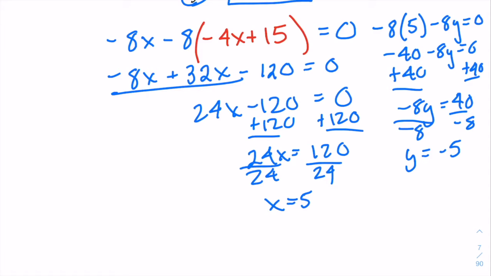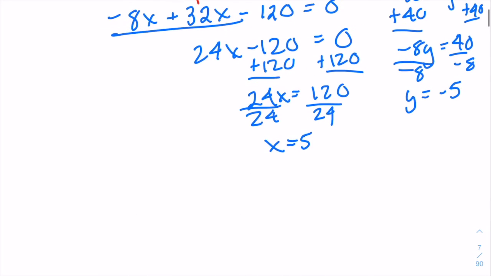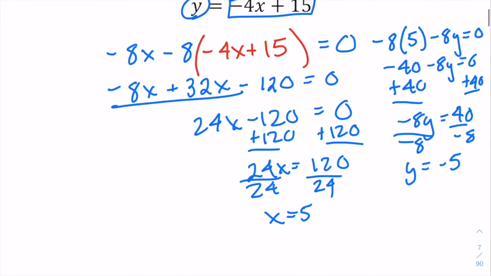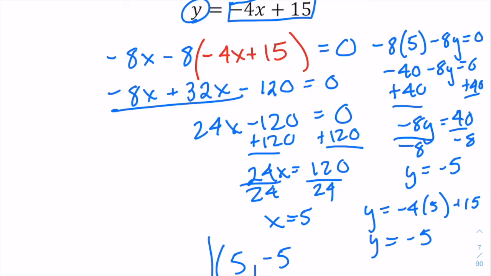So we'll put in, where am I? Okay. We'll put in 5 into the equation, y equals negative 4x plus 15. Y equals negative 4 times 5 plus 15. So that's negative 20 plus 15 is negative 5. So that confirms that we got the same number. So don't forget to write your answer in an ordered pair, 5, negative 5. Great. All right, so let's go ahead and look at a further example.